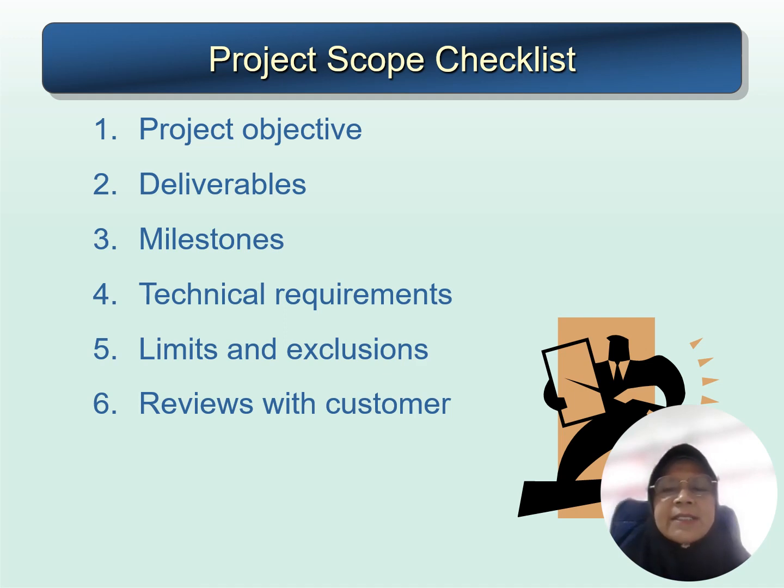Project scope checklist, there are 6 steps. Number 1 is to define the project objectives. Defining the deliverables, second step. The third step is defining the milestones. Next, to define the technical requirements, and then identify the limits and the exclusions. And the sixth one is having review from the customers.